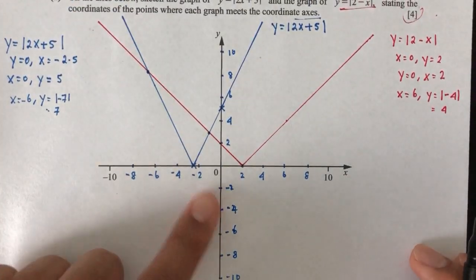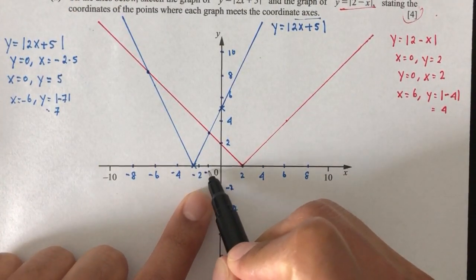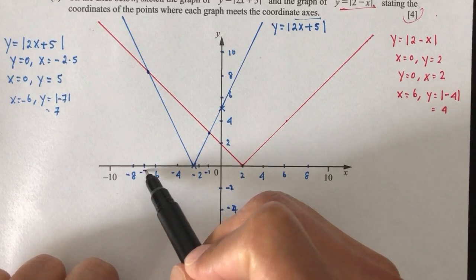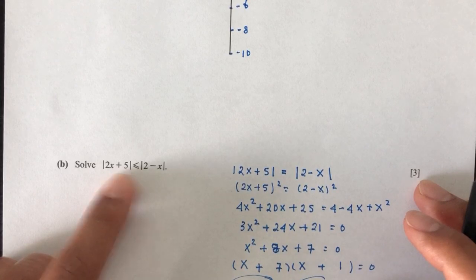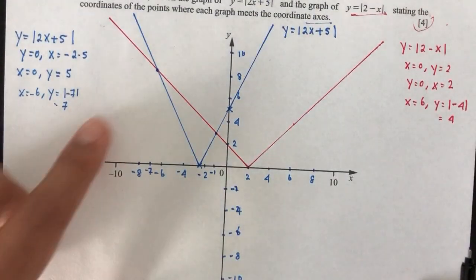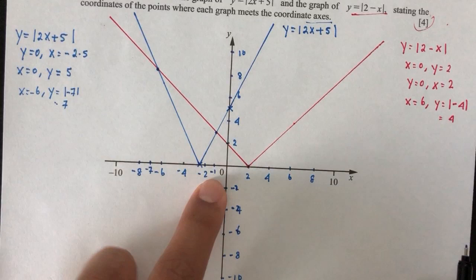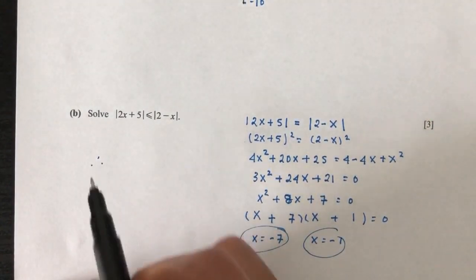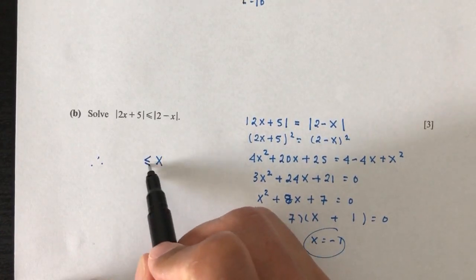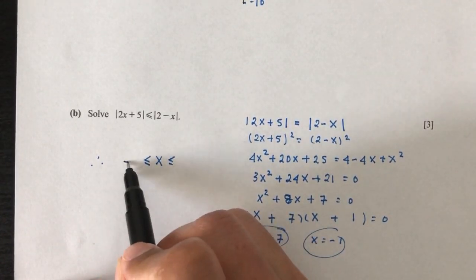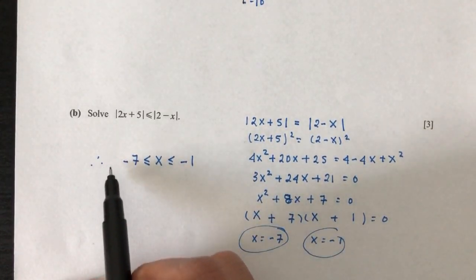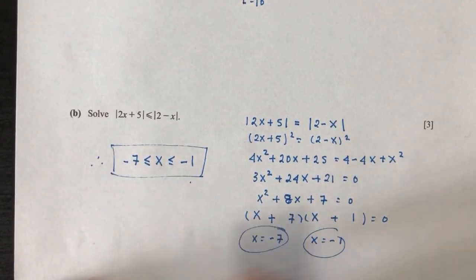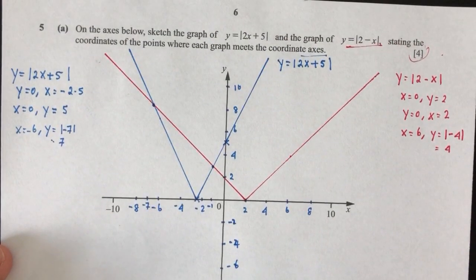So on this graph, this is here -1 and this is -7. So the question here is asking you, where is this one less than the other one? So it is between this point and this point, which is between -1 and -7. So your answer will be, for x between -7 and -1. So this will be your answer for part B. And that is question number 5.